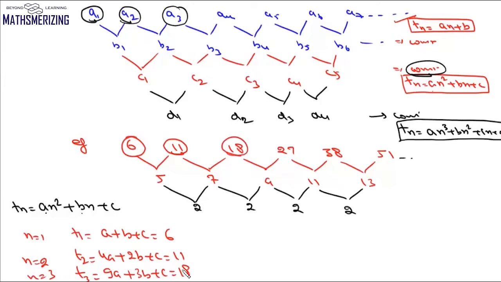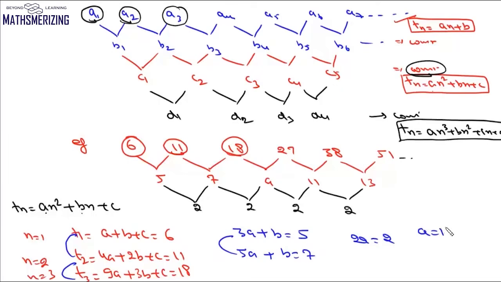and it is 18. Now what we'll do is we'll subtract the first term from the second, we'll get 3a plus b and it'll be 5, and if we subtract the second from the third, we'll get 5a plus b and it'll be 7. Now again we'll subtract the first from the second, we'll get 2a equals 2, so the value of a is 1. Now if we put a as 1, we'll get b as 2. So here the value of a is 1 and b is 2. Now if a is 1 and b is 2, then the value of c is 3.